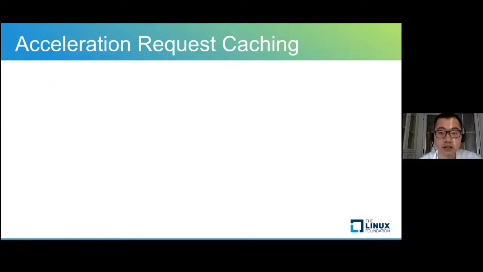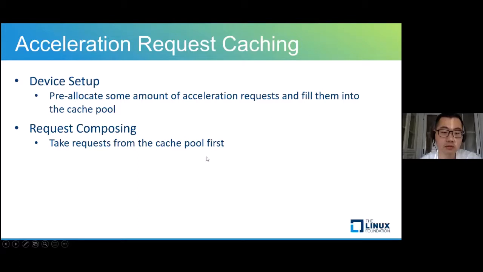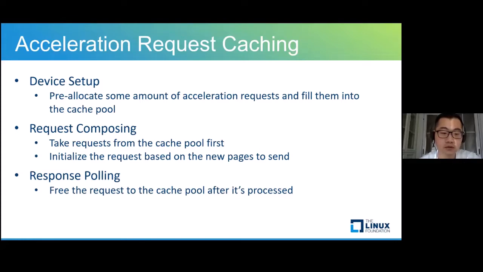So for acceleration request caching, this is a common technique. During the device setup stage, the migration thread pre-allocates some amount of acceleration request data structures and puts them into the cache pool. During the request composing stage, the migration thread will allocate the request. So instead of doing a malloc, it directly takes requests from the cache pool. Once the requests are used up from the cache pool, it will do malloc. And then it initializes the request based on the new pages to send. For the response polling thread, when a response is obtained, the thread frees the request to the cache pool, instead of calling the free syscall.